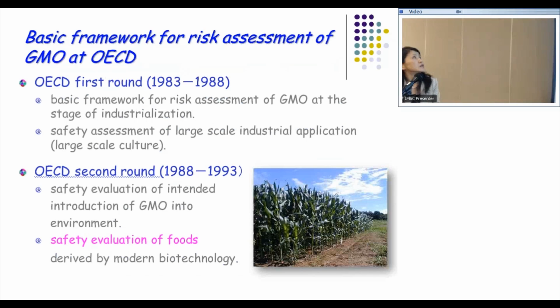And the basic framework for risk assessment was discussed at OECD, and the discussion at the OECD can be divided into two rounds. Among the two rounds, the second round is considered much more important in terms of the safety assessment of GMO as food. And there, the safety evaluation of intended introduction of GMO into the environment and the safety evaluation of foods derived by modern biotechnology were discussed.